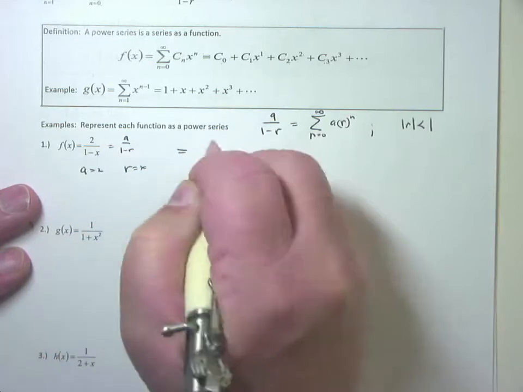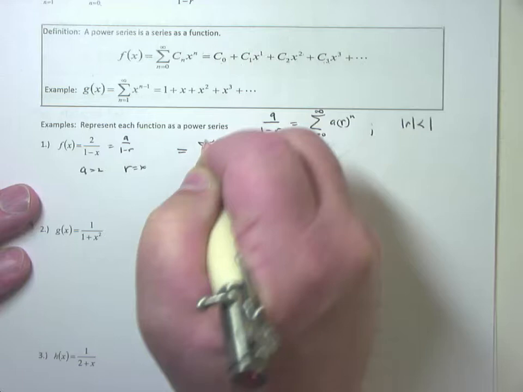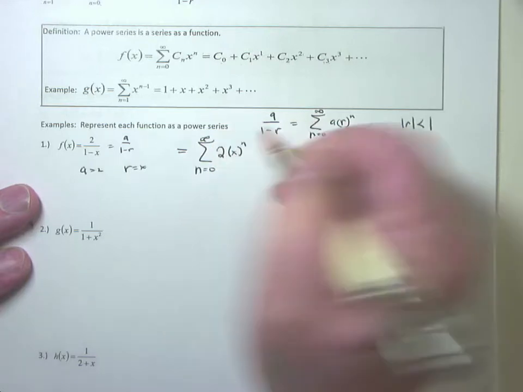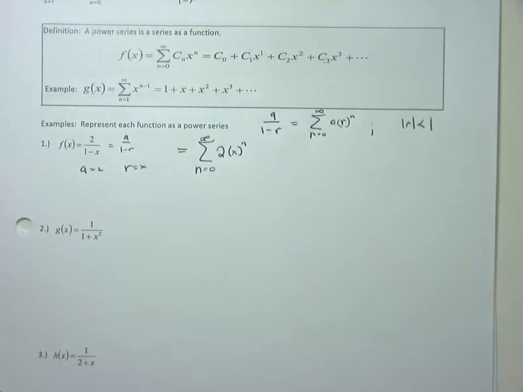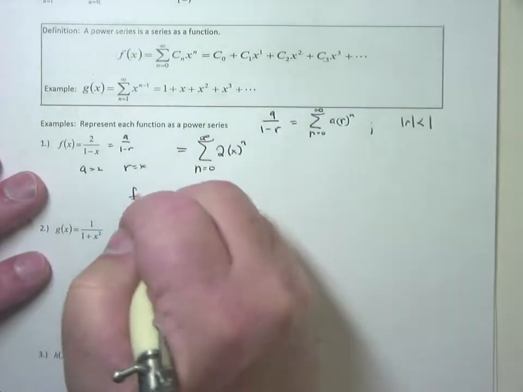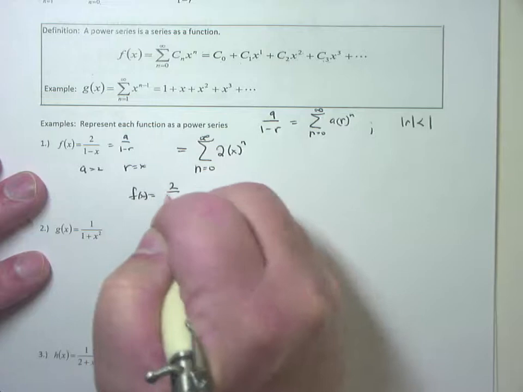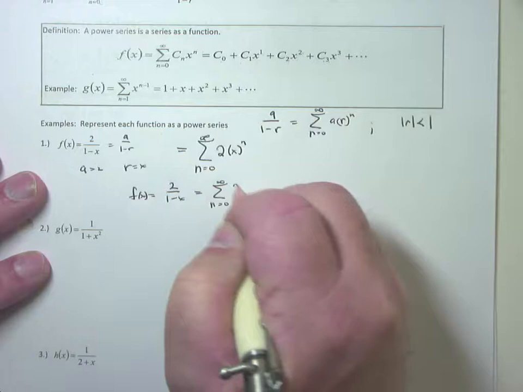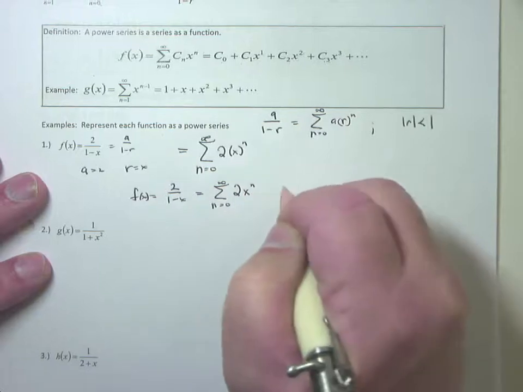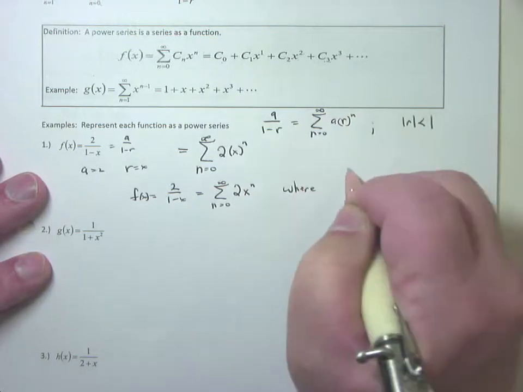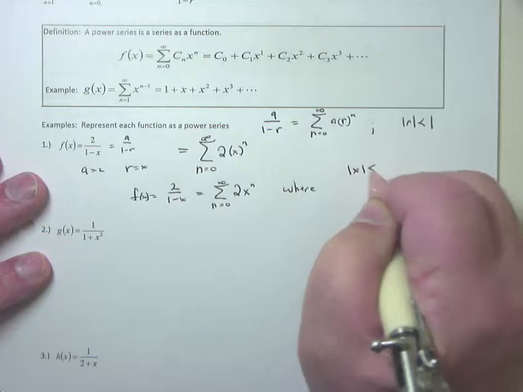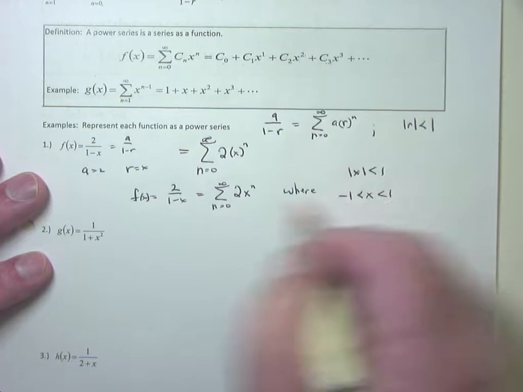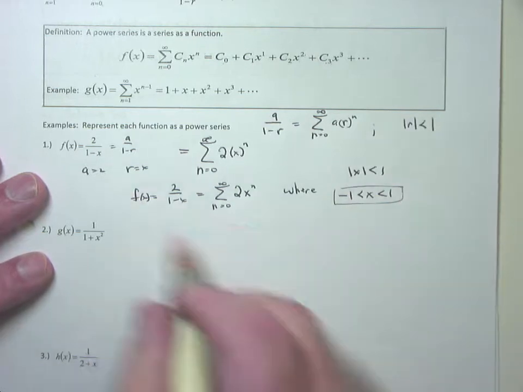So as I write it as a power series, this is the sum as n goes from 0 to infinity of 2 times x to the n. And please understand, this means that f of x is equal to 2 over 1 minus x. That's equal to the sum as n goes from 0 to infinity of 2x to the n, where the absolute value of r, which is x, is less than 1, which means that negative 1 is less than x, which is less than 1.